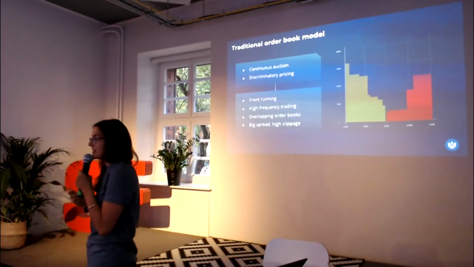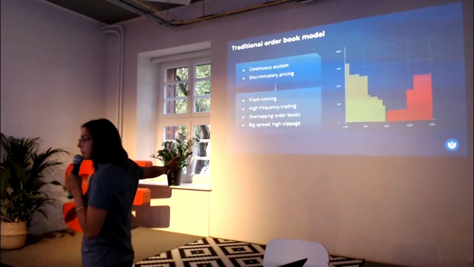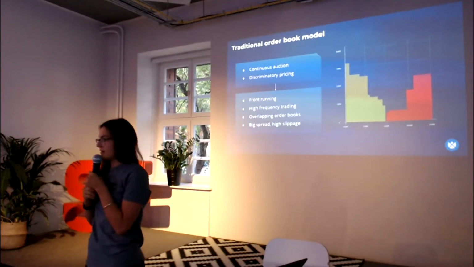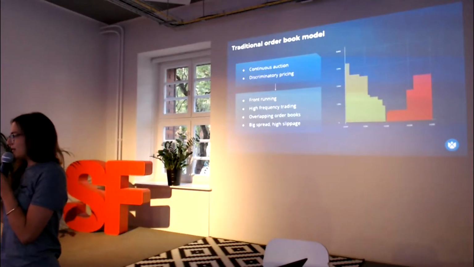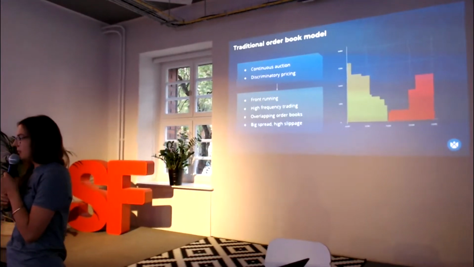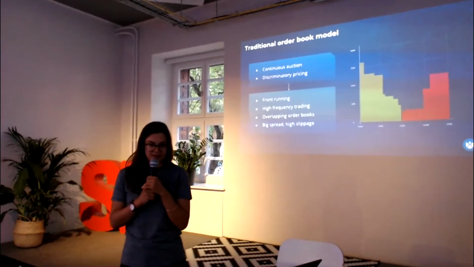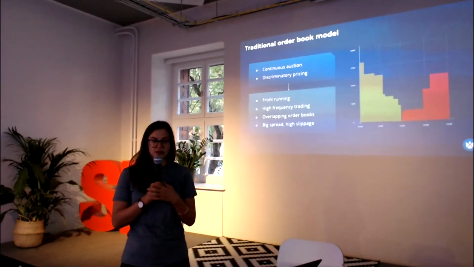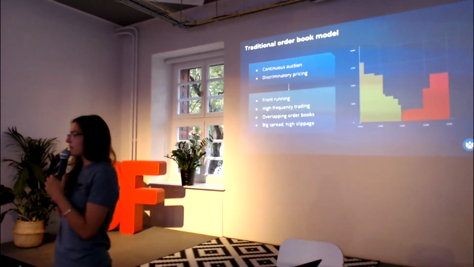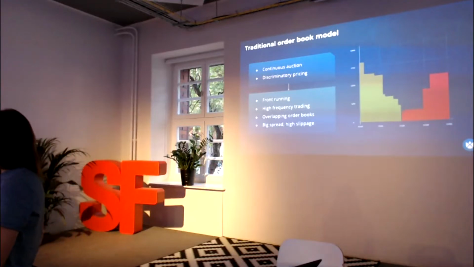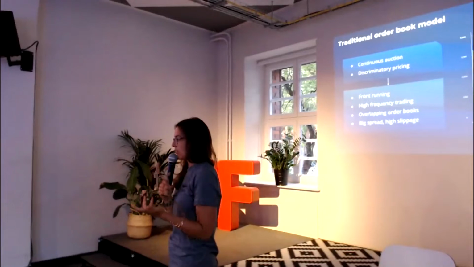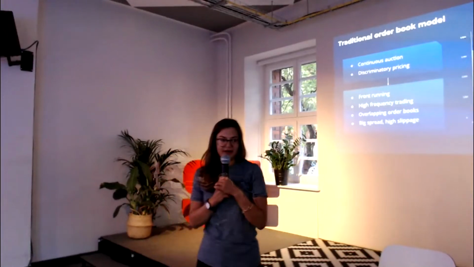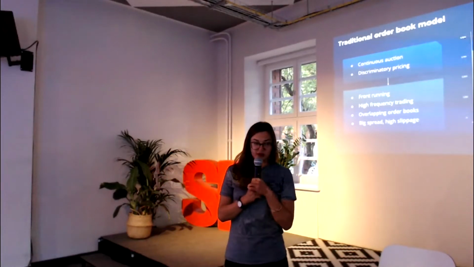Discriminatory pricing in the sense that everybody will get a different price depending on where they are in the order book, and continuous in the sense that as bids and asks come in, they're being filled whenever the order can be filled. That can lead to fronting, a practice of when information is available ahead of time to participants, for example, participants or the exchange miners, also leading often to high-frequency trading.